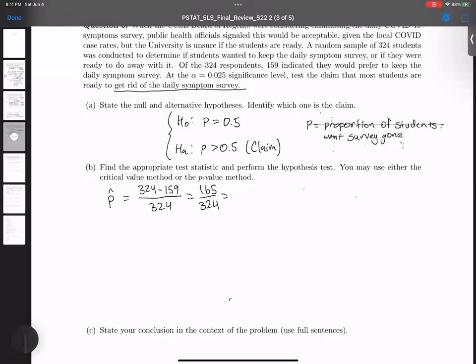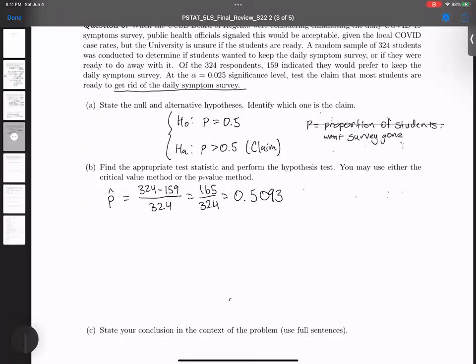And I'll just do that really quickly. That is 165 divided by 324, which is 0.5093. So again, just be careful if you're reading the problem, make sure that you do the right proportion, that everything's consistent for your hypothesis test.